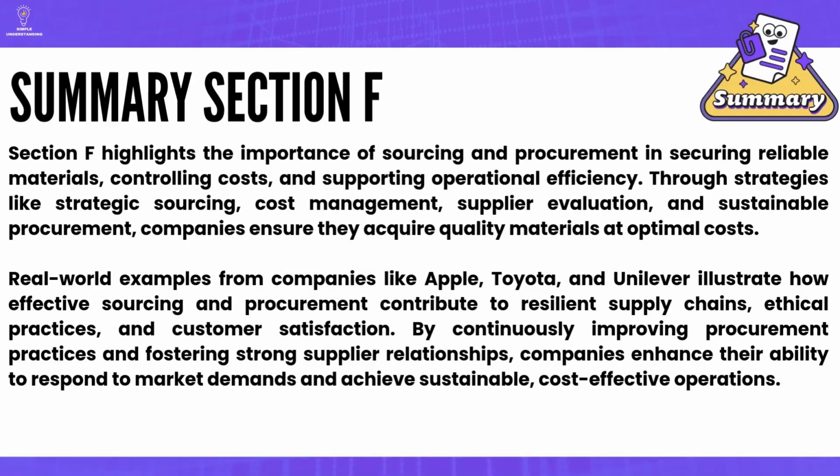Summary of Section F. Sourcing and Procurement. Section F highlights the importance of sourcing and procurement in securing reliable materials, controlling costs, and supporting operational efficiency. Through strategies like strategic sourcing, cost management, supplier evaluation, and sustainable procurement, companies ensure they acquire quality materials at optimal costs. Real-world examples from companies like Apple, Toyota, and Unilever illustrate how effective sourcing and procurement contribute to resilient supply chains, ethical practices, and customer satisfaction.